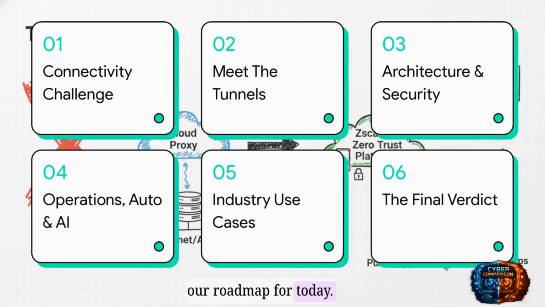Here's our roadmap for today. We'll start with the modern connectivity challenge, then officially meet our two tunnels. After that, we'll put them head-to-head on architecture and security, dive into operations, automation, and AI, explore some industry-specific use cases, and finally, deliver the verdict. This is a structured, objective showdown focusing on real deployment scenarios. No marketing fluff today, just the architectural facts.